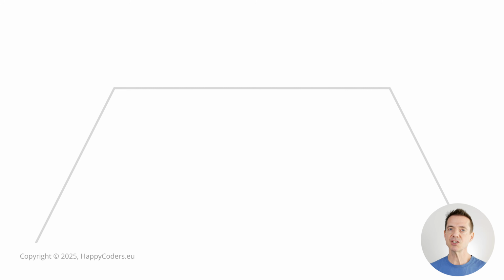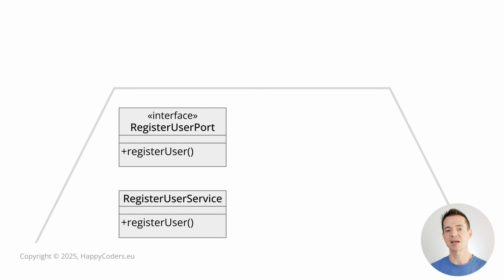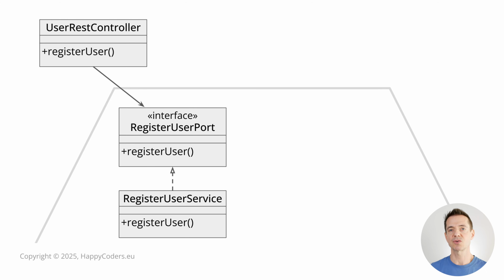This is our application hexagon, and inside we have the implementation of user registration in the register user service. We also define the public interface of this service in an interface, the register user port. And the service implements this interface. This interface is then accessed by a REST controller. And this controller then uses, for example, REST Easy.